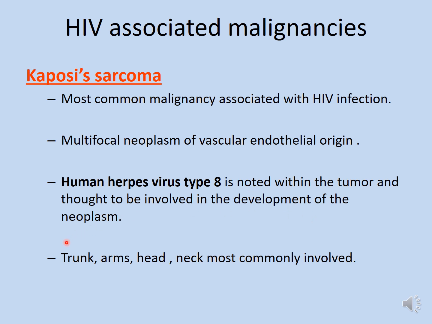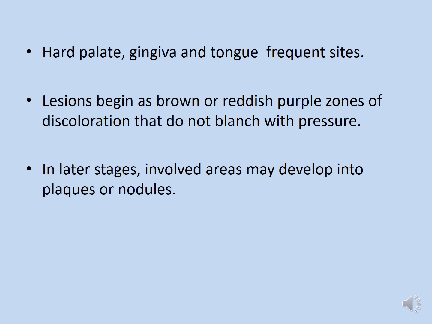So this tumor can arise in the trunk, arms, head, and neck, which are most common. The oral cavity, hard palate, gingiva, and tongue are frequent sites where they arise. Lesions begin as brown or reddish purple zones of discoloration that do not blanch with pressure.